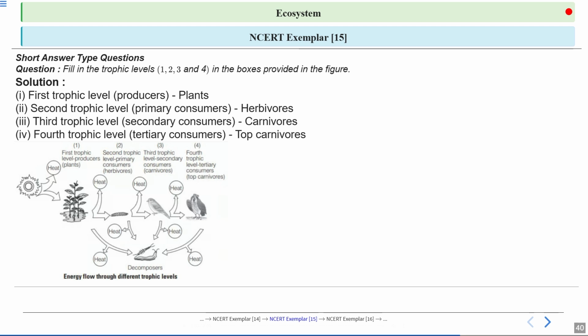And also you can see at each step the energy is being lost in the form of heat. Only 10% of the energy is transferred to the next higher trophic level.